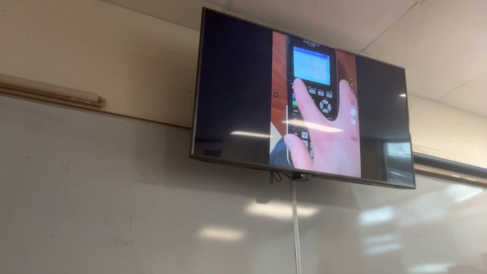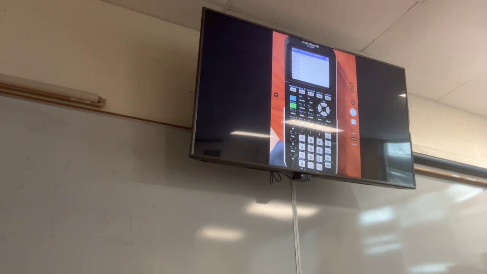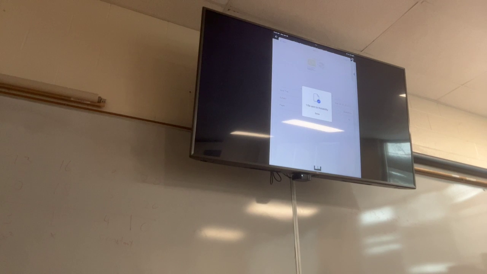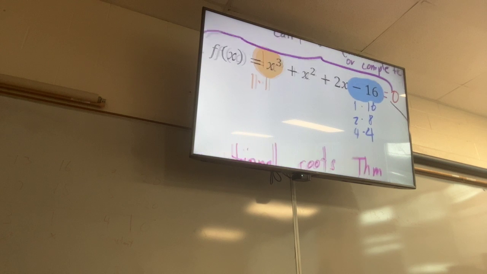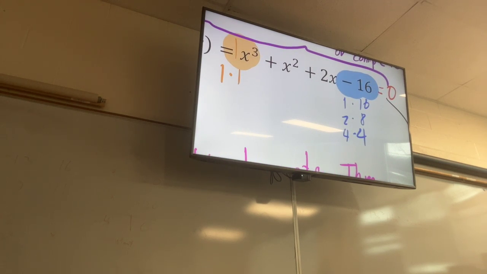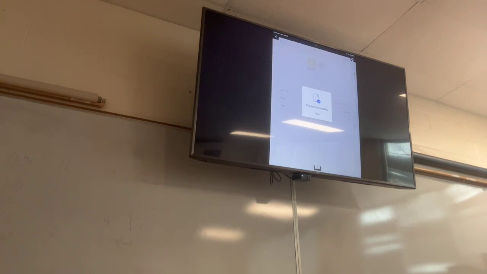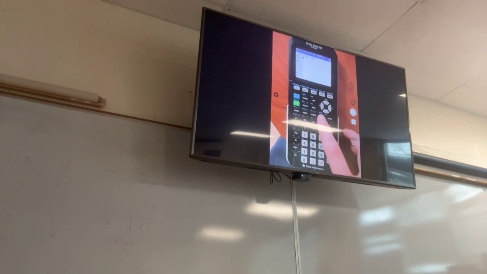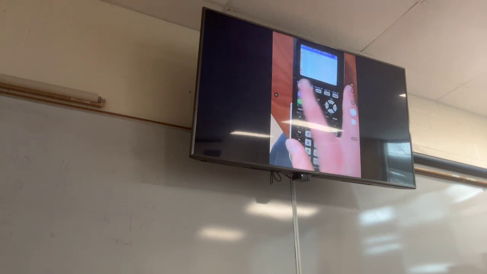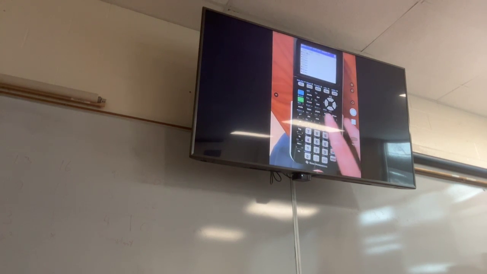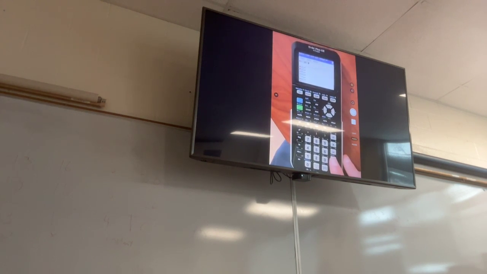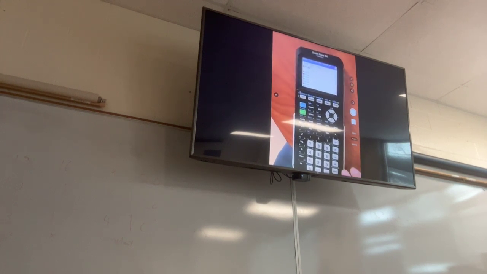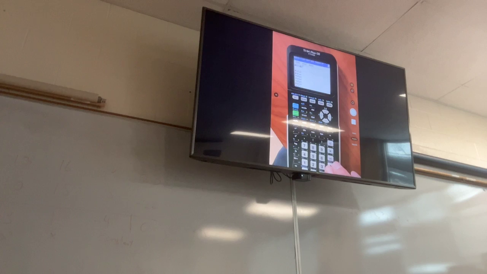So I'm gonna hit Y equals. What I'm gonna do here is plug this function in for y1. Going back to my calculator, on the y equals screen, it's going to be x to the third, plus x squared. Do we use parentheses? No, you don't need parentheses, you can if you want. What's the next term? Plus x.